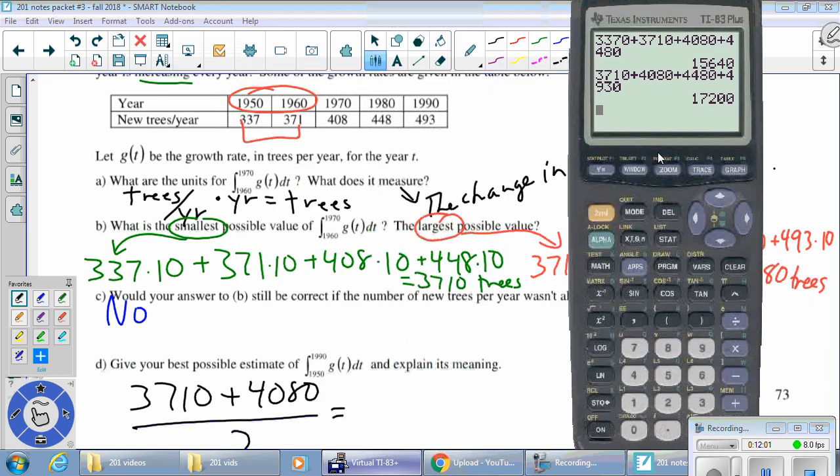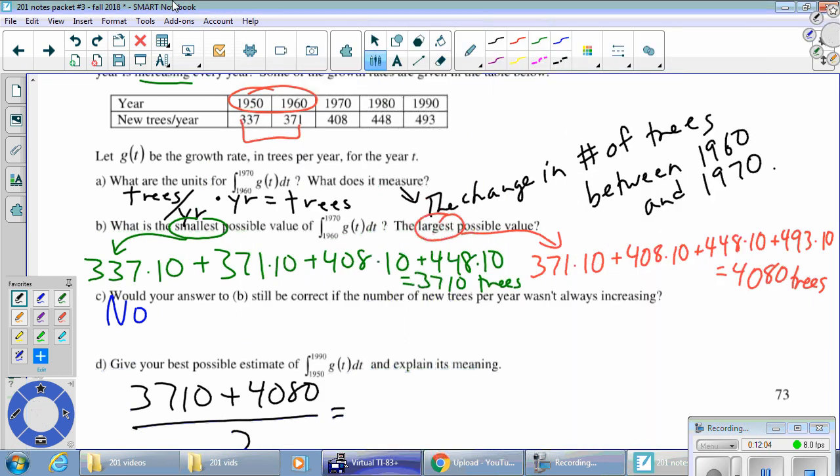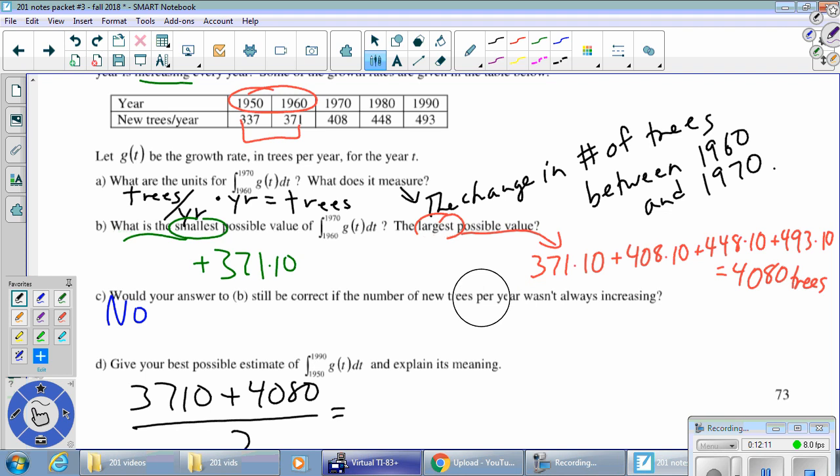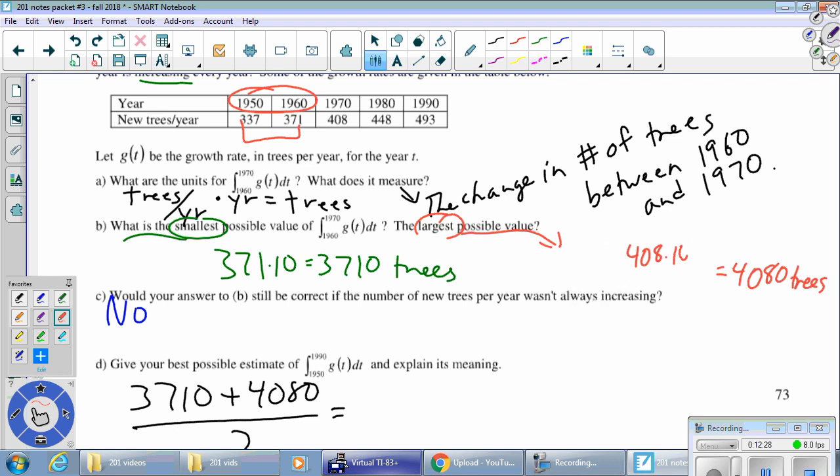So let's use those numbers, but first hide some of this evidence from my goof. Okay, so we didn't need that. We only needed the thing in the middle, and that was 3,710 trees there. And again, for the red, we only needed 408 times 10 equals 4,080 trees. Okay, so I think that part is good now.